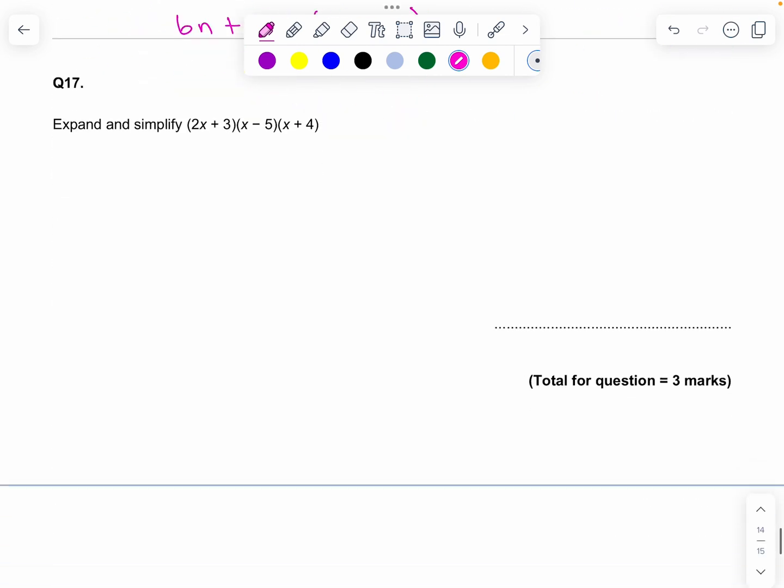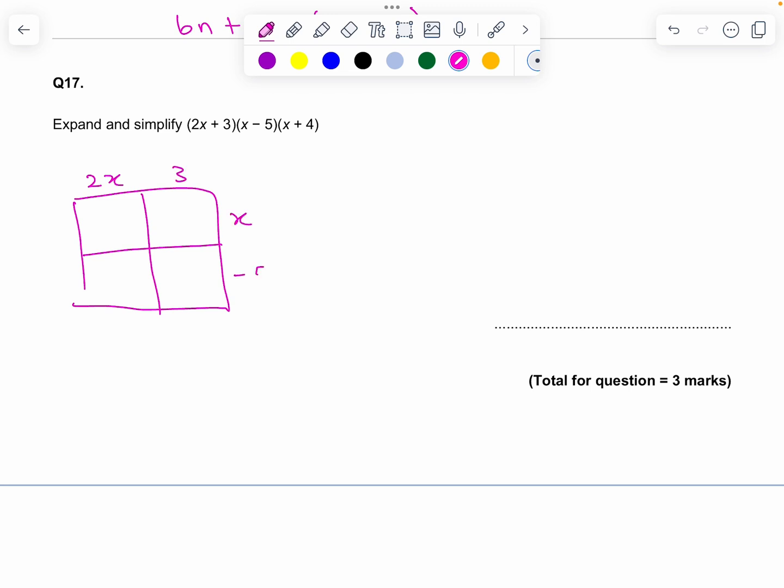Okay, last question then. You know I like the grids, so I'm going to draw my grid. I'm going to do 2x plus 3 multiplied by x take away 5. Fill it in. 2x times x is 2x squared. 3 times x is 3x. 2x times minus 5 is minus 10x. And 3 times minus 5 is minus 15.